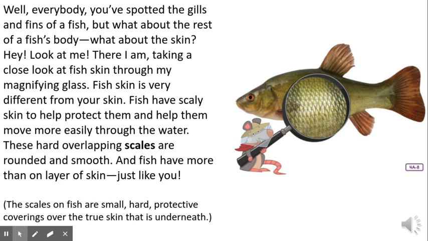Well, everybody, you've spotted the gills and fins of a fish, but what about the rest of a fish's body? What about the skin? Hey, look at me. There I am taking a close look at fish skin through my magnifying glass. Fish skin is very different from your skin. Fish have scaly skin to help protect them and help them move more easily through the water. These hard overlapping scales are rounded and smooth, and fish have more than one layer of skin, just like you. The scales on a fish are a small, hard protective covering over the true skin that is underneath.